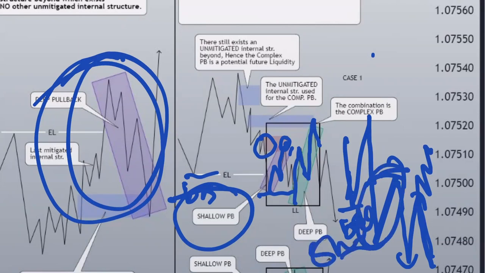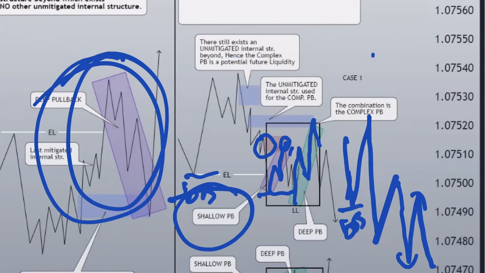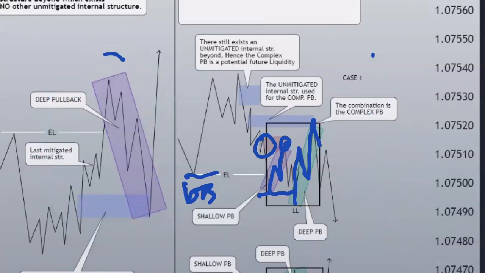So that's why we have to use it as a combination of shallow and deep, even though it doesn't necessarily carry the characteristics. The question may pop up: since a deep pullback always carries a characteristic of mitigating deeply, why are we using a combination of deep and shallow, even though this does not clear every unmitigated structure? This is your answer. Everything here is just normal English and nothing complex per se.